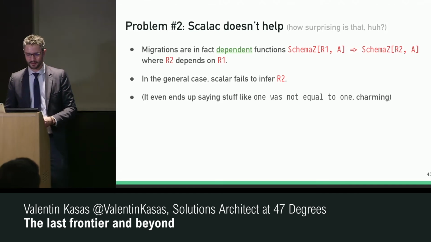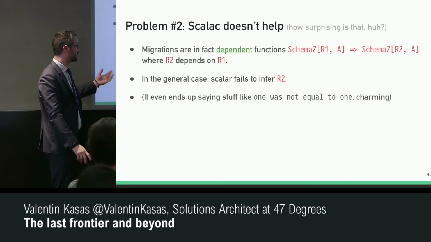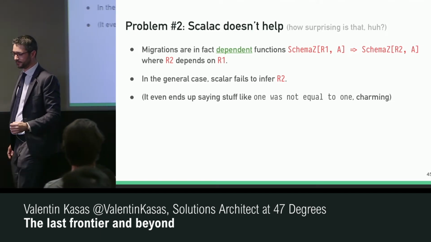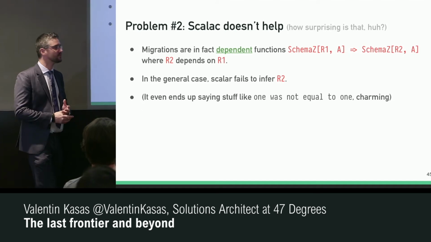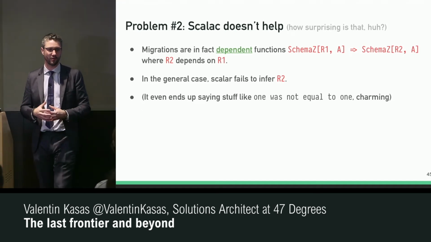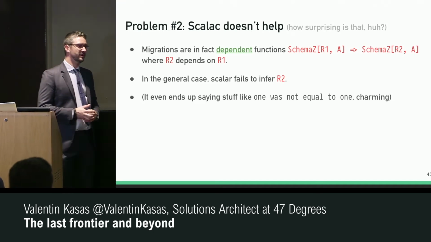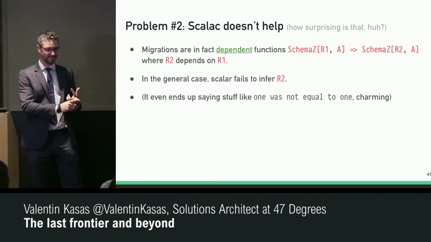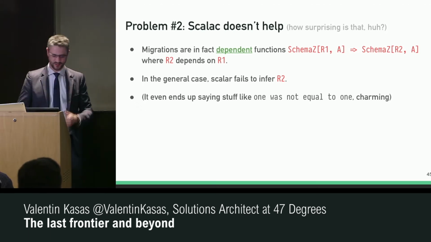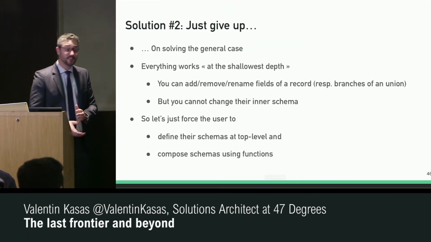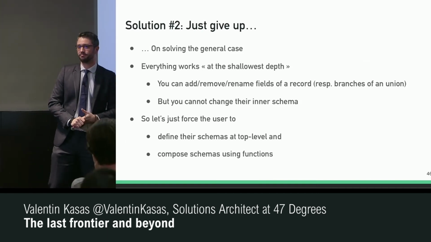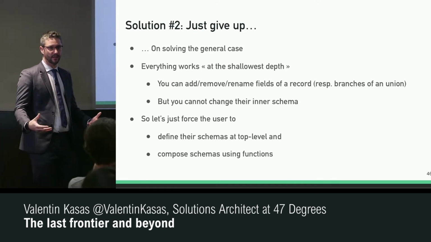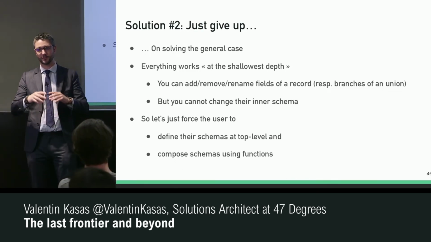The compiler ends up saying that one is not equal to 1. And when my co-author talked about it on Gitter, it almost got Miles Sabin and Rob Norris to write swear words looking at our stack traces. It's a win. So the solution was to just give up on generality. It doesn't work at arbitrarily nested migrations, but it works on the first level.